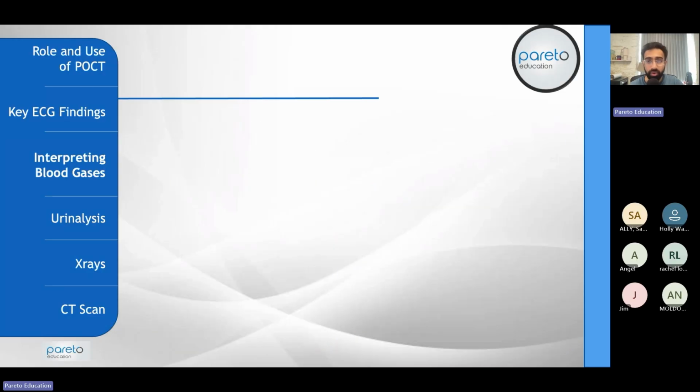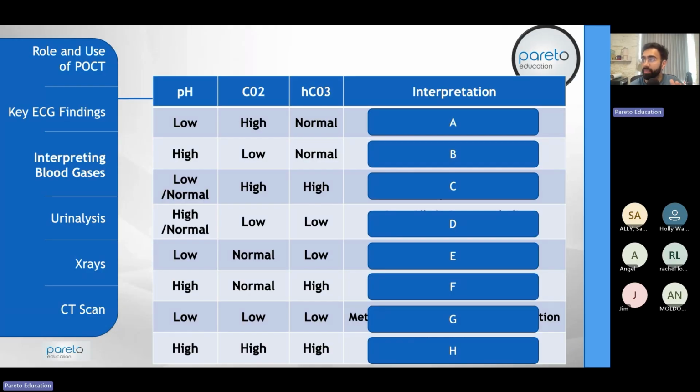So I've got a few patterns of disease here, and this is just a little bit of a quiz. If you get it right, you get it right. If you don't, worry about it. But these are some common patterns of ABG abnormalities, and we'll try and go through some of these.